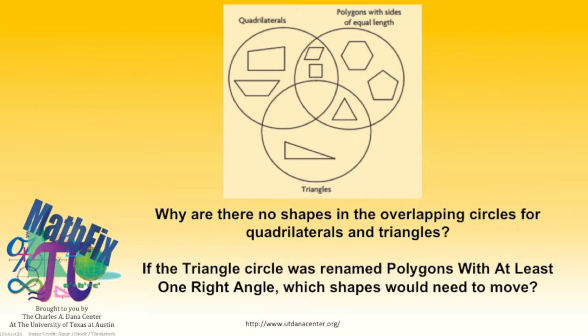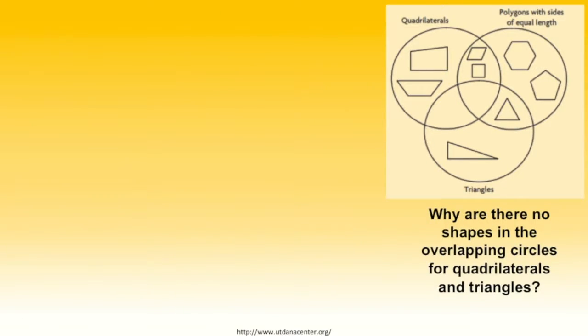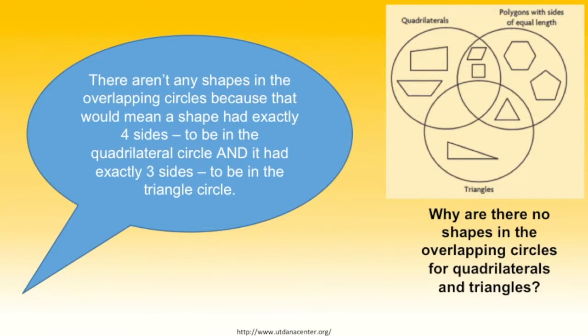In this math fix, students must understand the triple Venn diagram and the overlapping categories represented so that they can correctly categorize the shapes. The first part of the math fix, untraditionally, has a single correct answer, but it's intentionally placed to ensure all students have access. To warm them up to the idea of classification and multiple classifications, students should consider and decide that there are no shapes in the overlapping circles of quadrilaterals and triangles, because that would mean it was both a quadrilateral with 4 sides and a triangle with 3 sides.